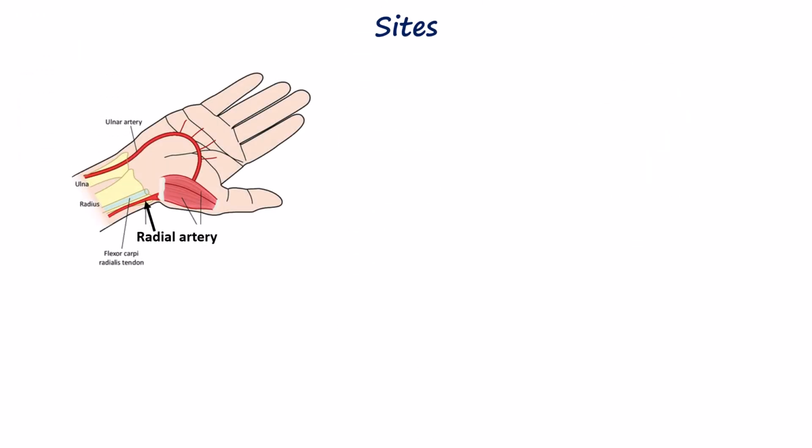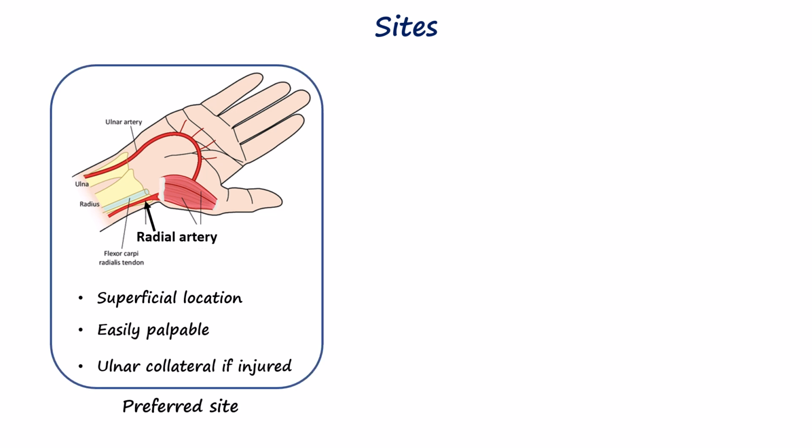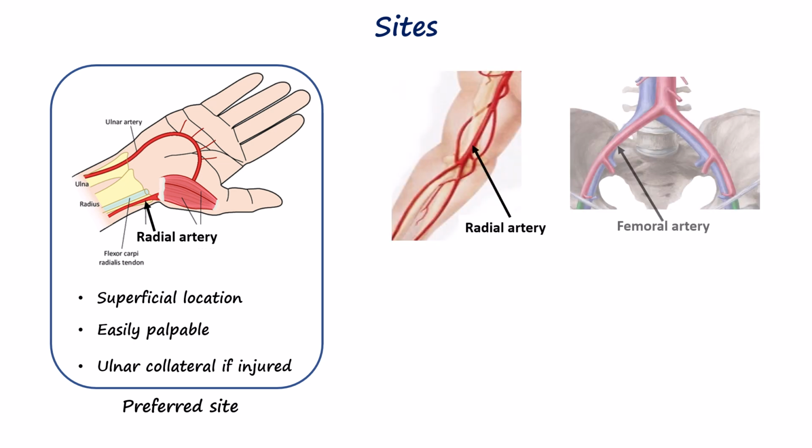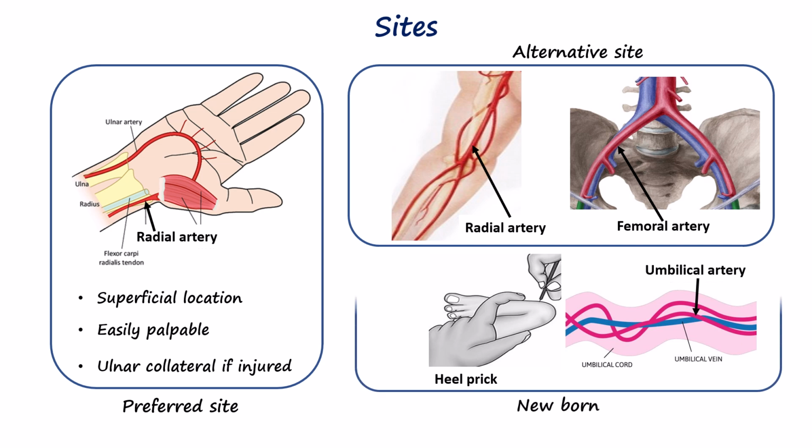The radial artery is the preferred site for arterial blood gas sampling due to its superficial location, ease of palpation, and the presence of collateral circulation that ensures adequate blood supply to the hand even if the radial artery is compromised. If the radial artery is inaccessible or unsuitable, other arteries like the brachial artery or the femoral artery can be used. For newborns, samples may be taken from the baby's heel or the umbilical artery shortly after birth.